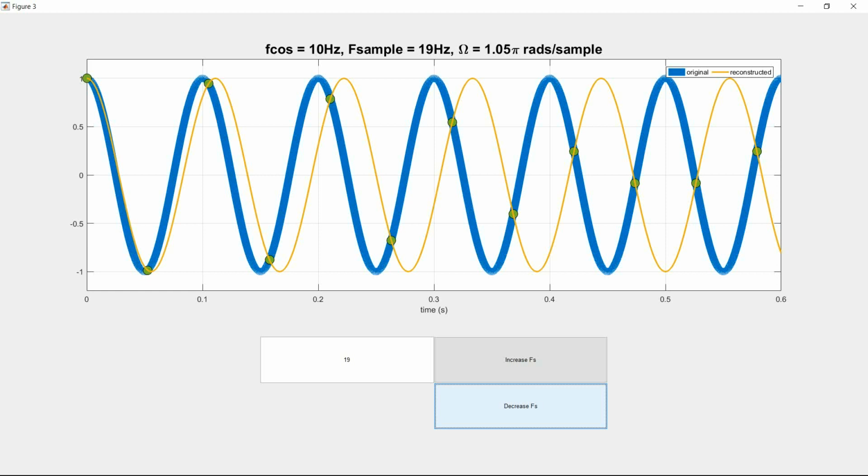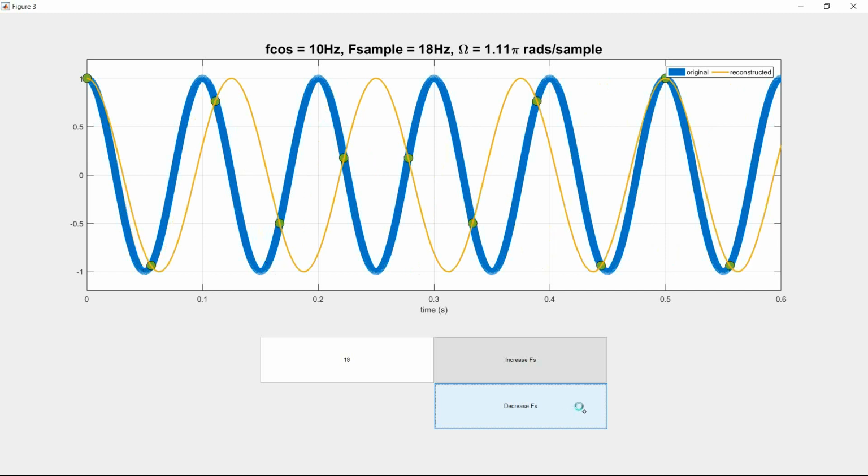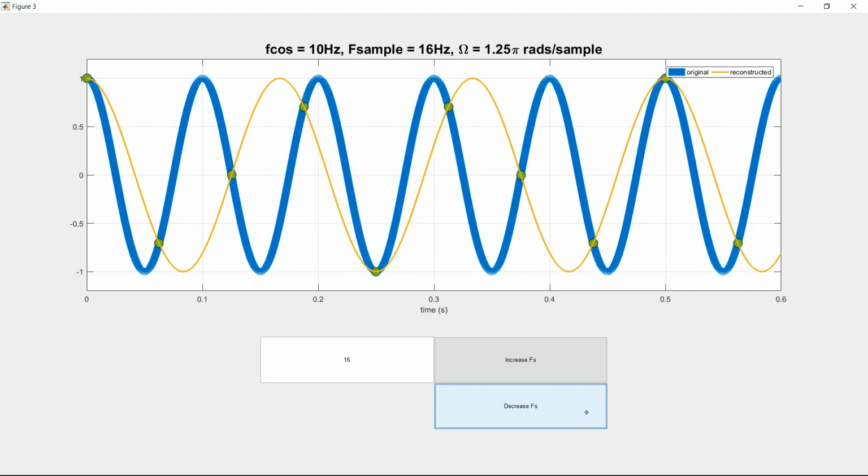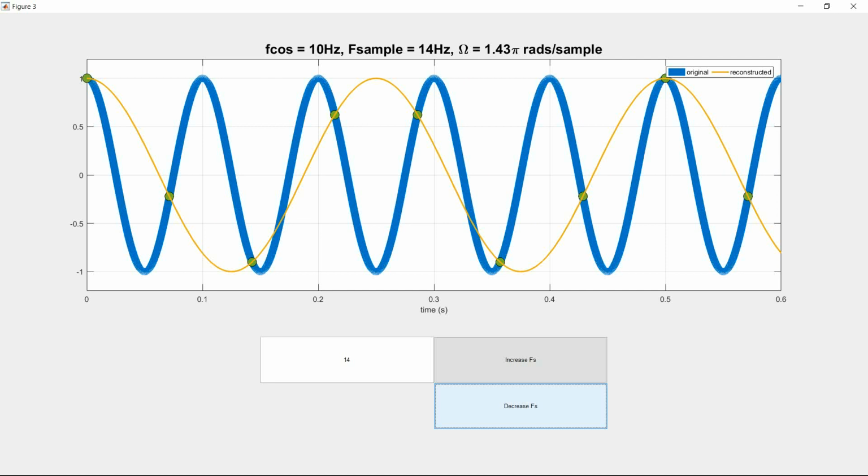So I decrease the sampling frequency a little more, and all of a sudden things change. Now I've decreased my sampling frequency to 19 Hertz. I'm getting slightly less than 1 sample per period. And all of a sudden, if I take those samples and try to fit a cosine to them, I no longer get my original signal back. What I wind up getting back is a signal at some lower frequency. And decreasing the sampling frequency beyond that doesn't make things any better.